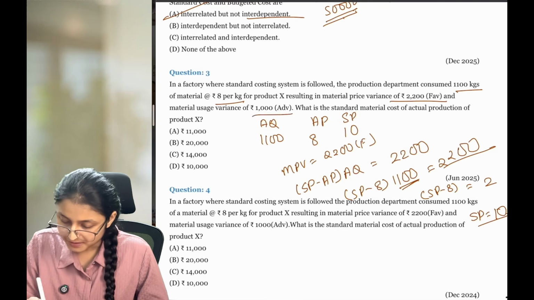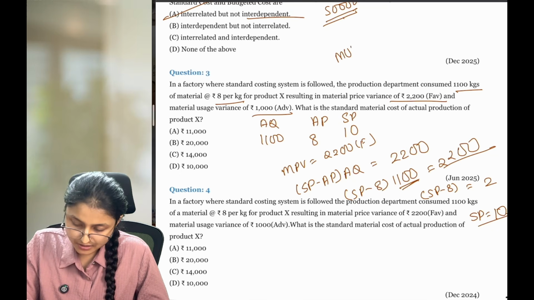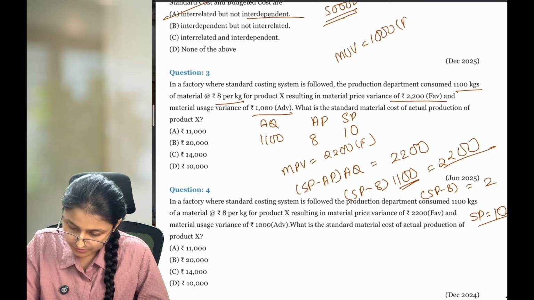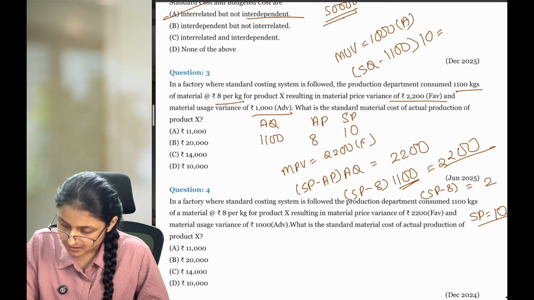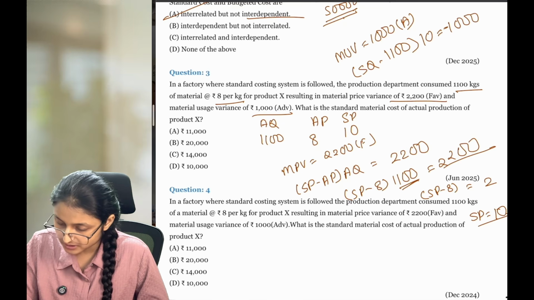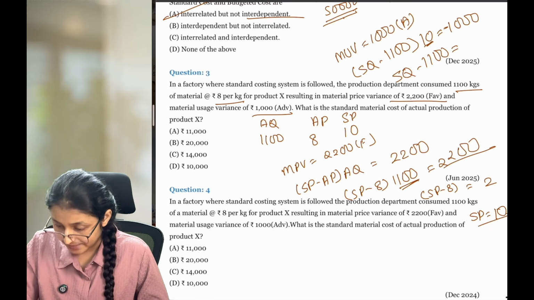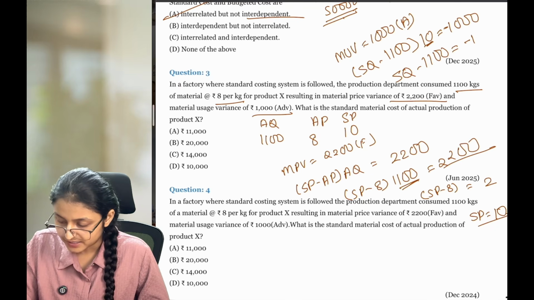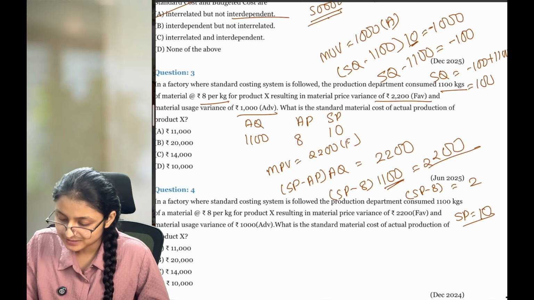Next, your material usage variance is given, with the help of which we can calculate standard quantity. Material usage variance is 1000 adverse. So standard quantity minus actual quantity, which is 1100, into standard price, which is 10, is equal to 1000 adverse, means 1000 negative. So standard quantity minus 1100. If I take this 10 there, this is going to be in divide and I'm getting minus 100. So standard quantity is equal to minus 100 plus 1100 will give you 1000.